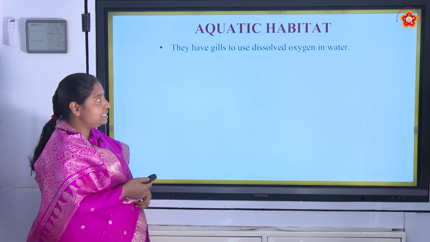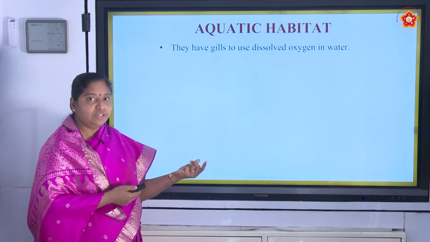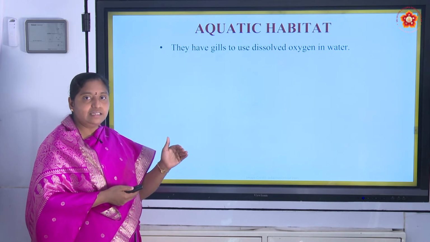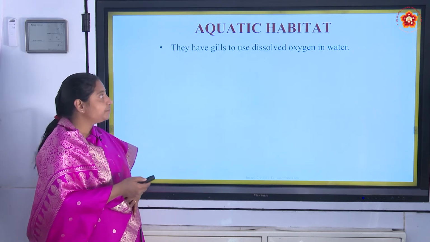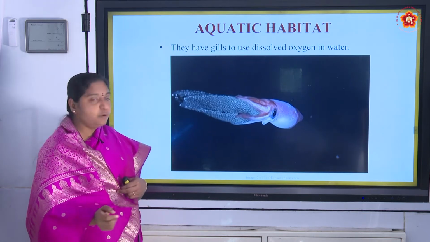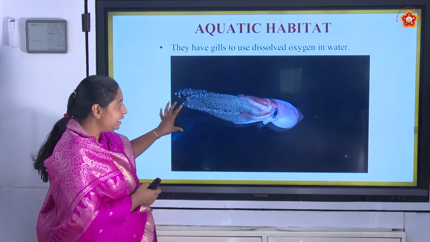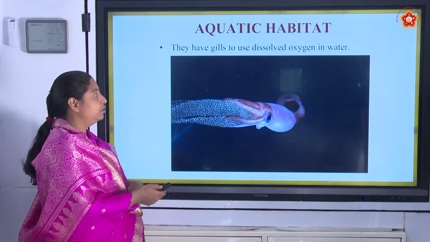And they have gills to use dissolved oxygen in water. In part 1 also, I explained clearly about the gills and the gill slits, how the exchange of gases will take place in the fish. See, this is the octopus. Actually, the body shape is not streamlined, but when it is moving inside the water, it makes the shape a streamlined body.